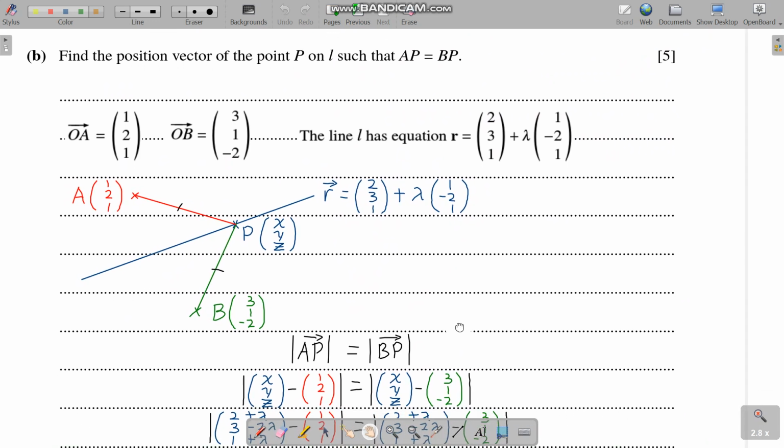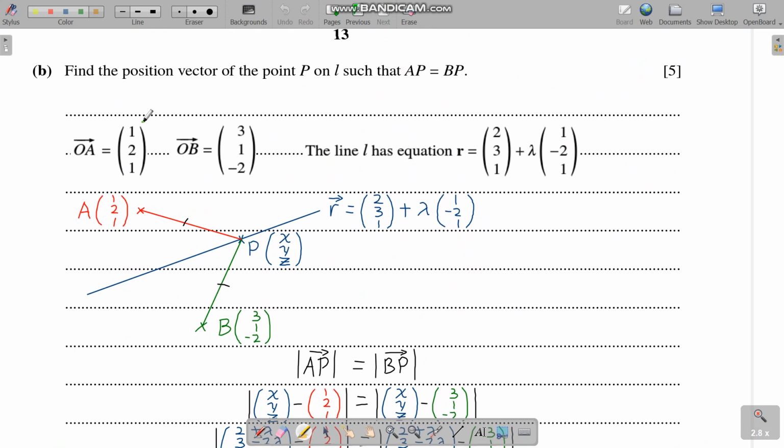Next part: find the position vector of the point P on line L such that AP equals BP. In the previous part we know point A, point B, and line L, so just start by drawing a sketch. Let's say this is the line L, this is the line equation, and the point P is on the line. We don't know the coordinates, so let's call it x, y, z. For point A and point B, let's say it's here and here. We know that the length AP is the same as the length BP.